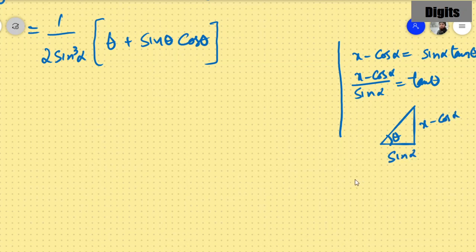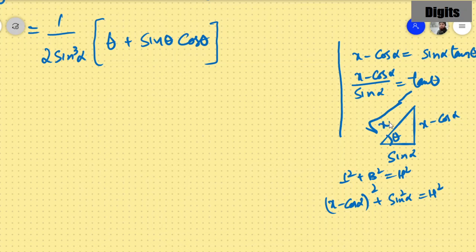Now using the formula perpendicular square plus base square equal to hypotenuse square, and we are given perpendicular is this, base is this, and hypotenuse is this side. Therefore this side will be equal to, perpendicular is x minus cos of alpha square plus base is sin of alpha square, and this is hypotenuse square. Therefore hypotenuse will be equal to square root of this value, x minus cos of alpha square plus sin square alpha.